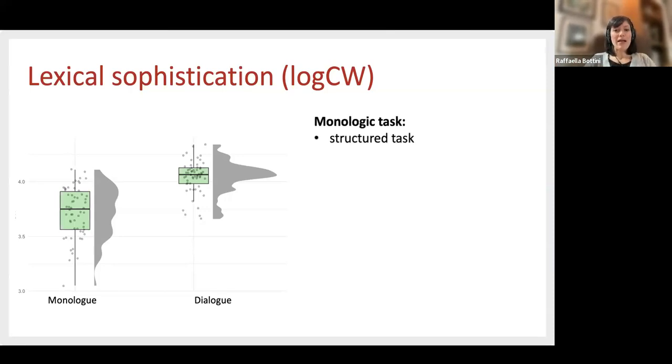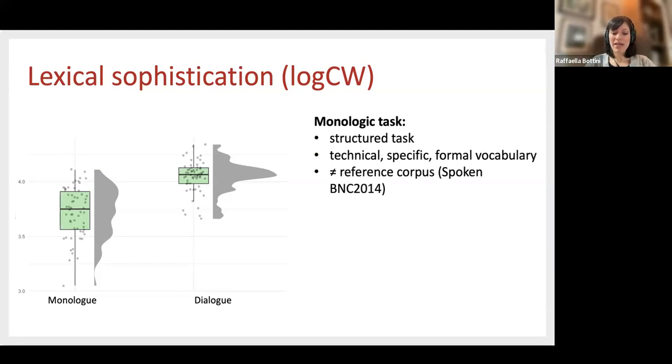Why? Well, the monologic task in the Trinity-Lancaster corpus is a structured task. It's a presentation. And this means that learners might produce more technical, more specific, and more formal vocabulary. And this type of vocabulary might not be so similar to the vocabulary represented in the reference corpus that we used, because the Spoken BNC 2014 represents informal communication. So this is one of the reasons why the vocabulary used in monologic speech is scored as more infrequent than in dialogic tasks.